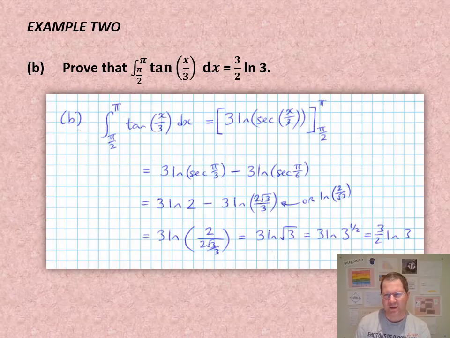Substituting pi into that is going to give us 3 ln sec of pi over 3, which is 3 ln 2. Substituting pi over 2 into that gives us 3 ln sec pi over 6, which is 3 ln 2 root 3 over 3, or ln of 2 over root 3. And then by dividing, you've got 3 ln of 2 over 2 root 3 over 3, which gives us 3 ln root 3, or 3 ln of 3 to the half, and then bringing the half down as a coefficient gives us 3 over 2 ln 3.